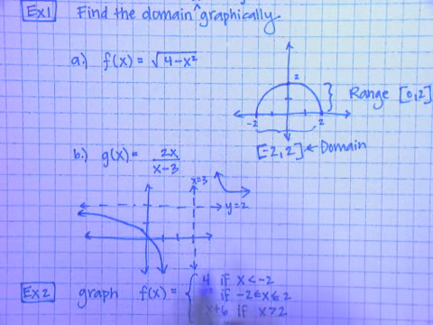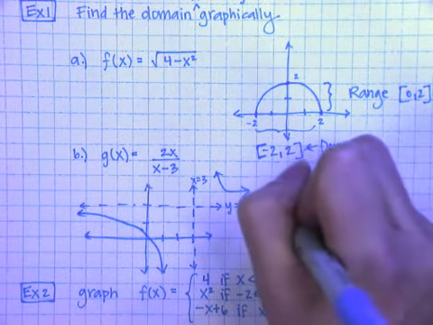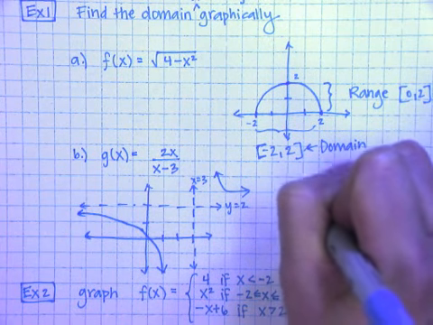Okay. So as far as domain and range go, if you look at the picture, my domain for this problem are all numbers except for 3.